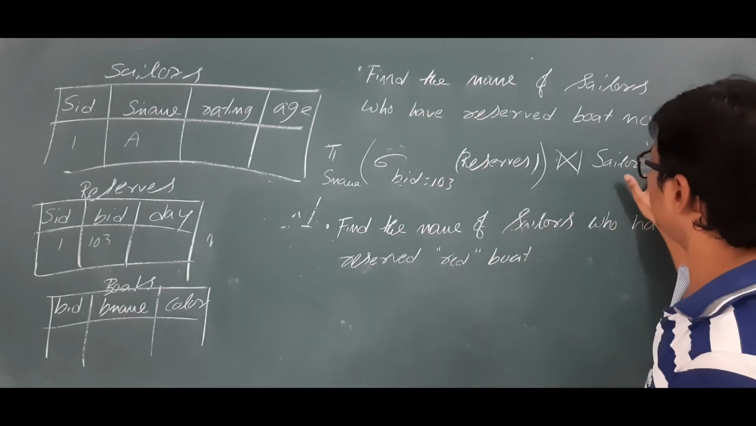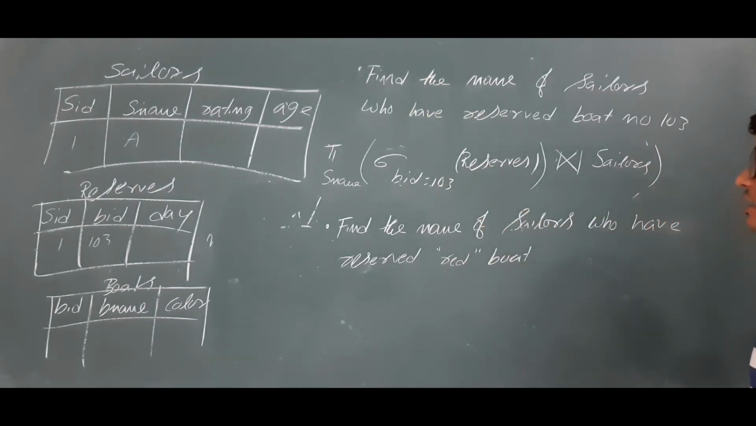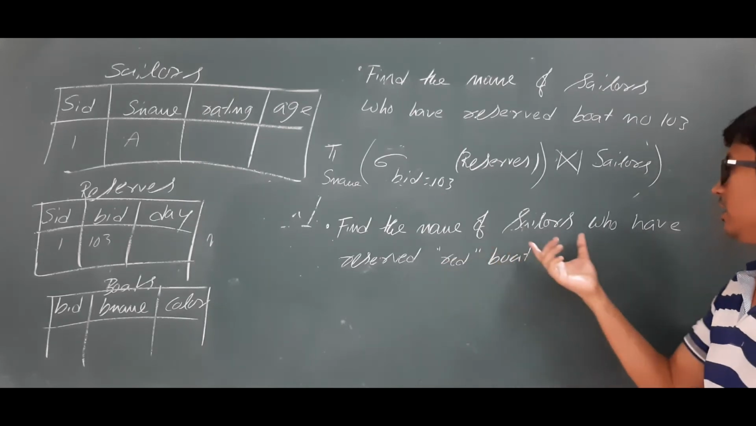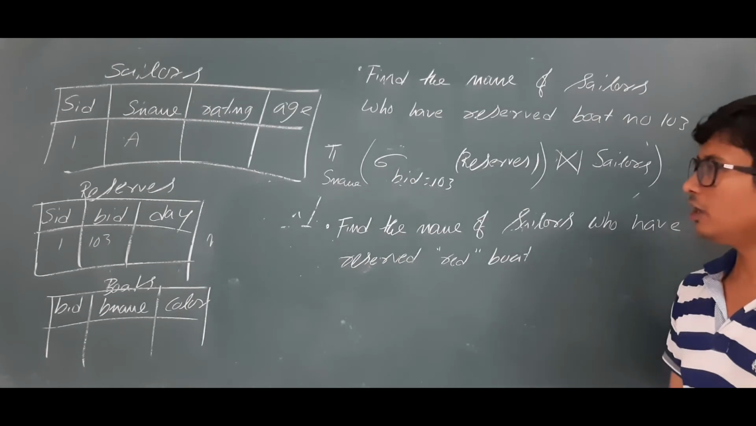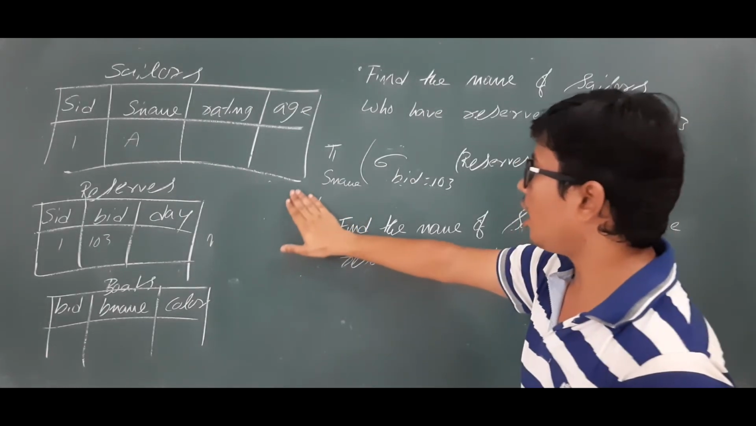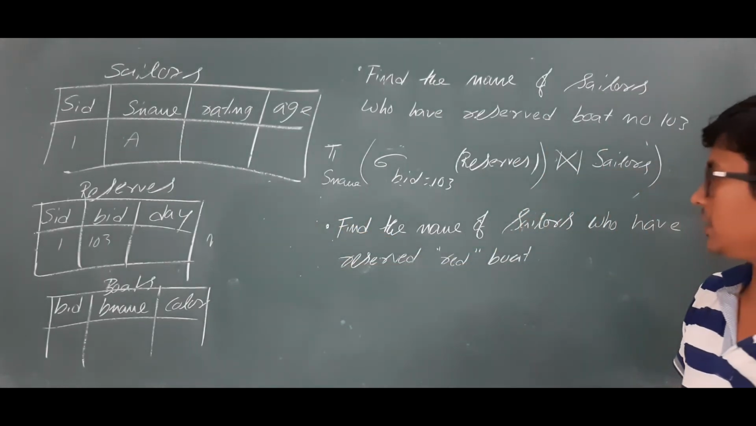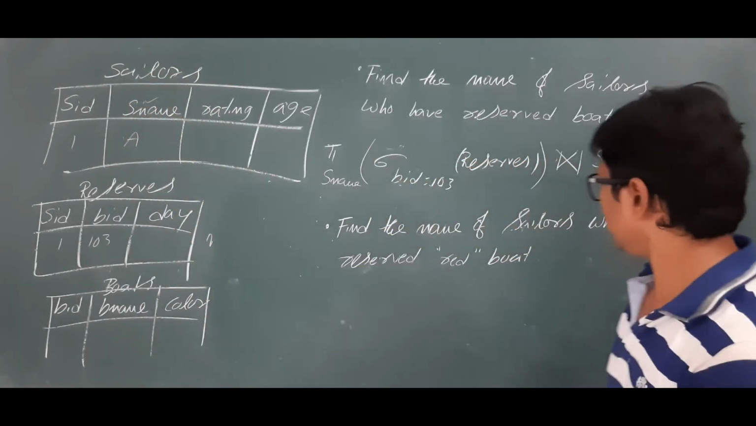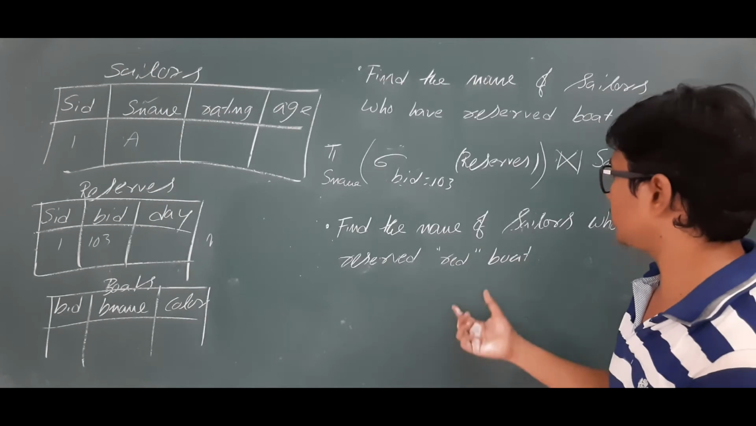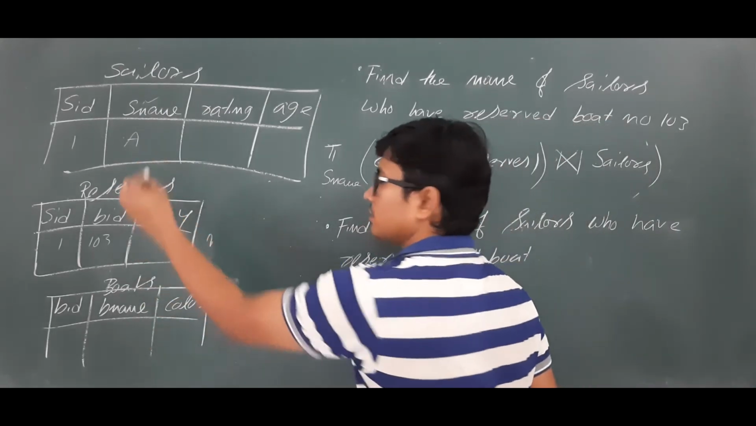Okay, so now we will solve the next question. What is the next question they are asking? Find the names of sailors who have reserved a red boat. Now first you need to identify how many relations I need to depend on. The name of the sailors is there in the sailors table. Then who have reserved a boat, so he should reserve the boat.